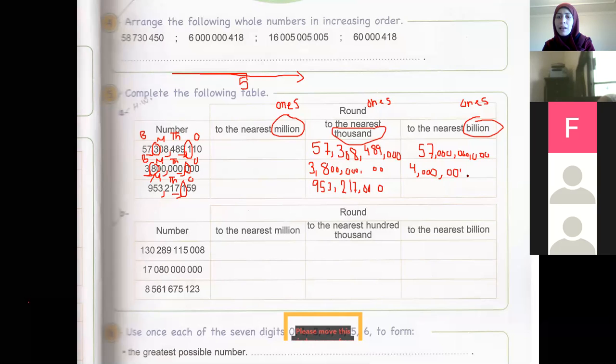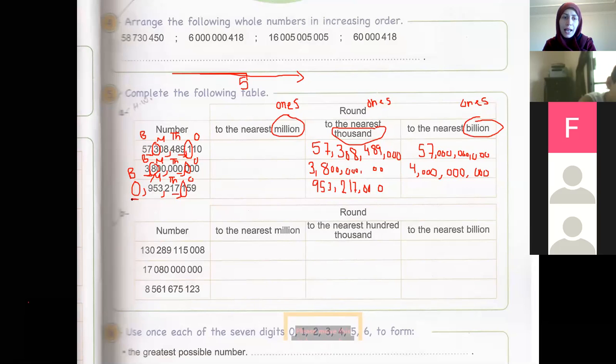9 zeros. 9 zeros. When I say it again, 9 zeros. Hala Najam, the last one. 953,217,159. Where's the billion, ya Hala Najam? Do we have a billion here? No. So what shall I do? We put zero from the left side, so zero is the billions digit. Excellent. Because if we place zero from the left, the number will not change.